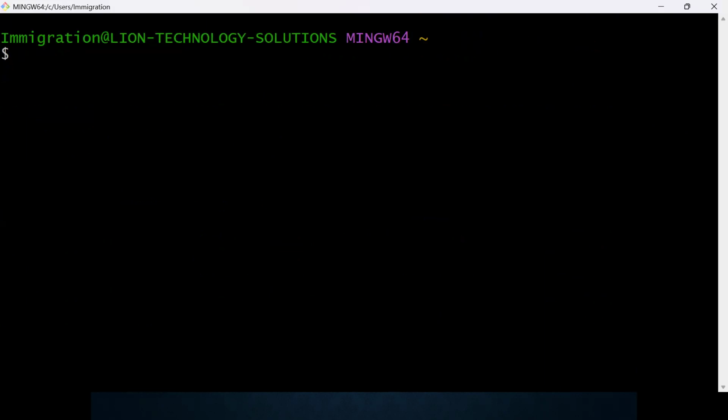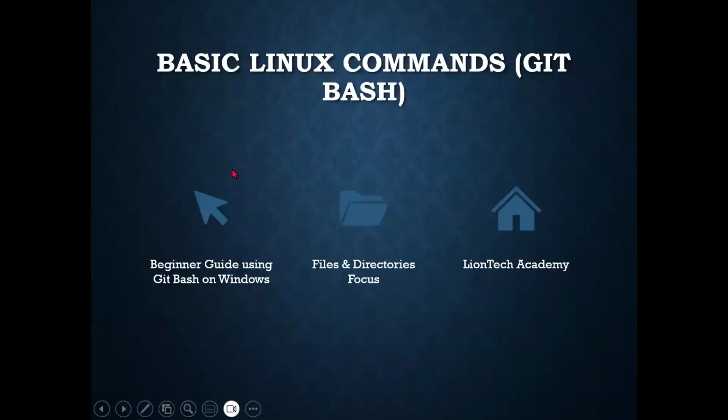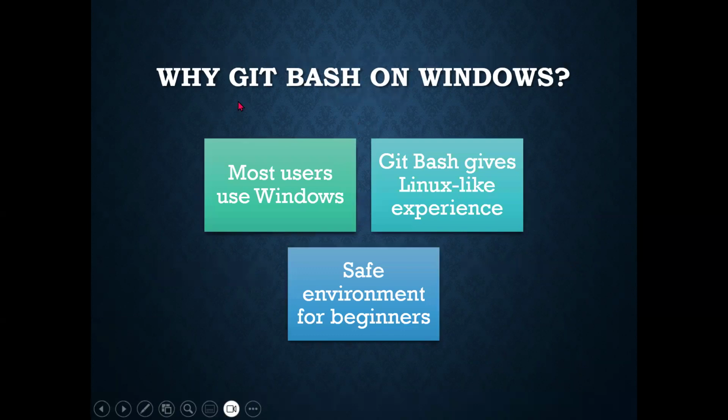Let's first of all talk about the commands we are going to be looking at, right? So we're looking at basic Linux commands, but again, we are focusing on Git Bash. And what I want to do is focus more on files and directories. We're going to look at it from all directions, okay? So why Git Bash on Windows? Because we have all installed Git Bash. If you haven't, just look at the videos that we have shared with you and go through the Git Bash video. It's very easy and you have Git Bash installed.